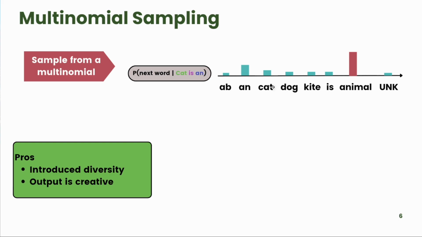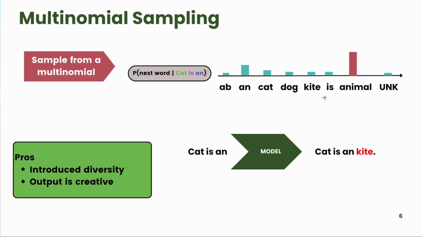Sometimes you might explore other words like kite or dog or is, etc. And secondly, this results in the output being creative. That's what I've summarized here. So the output would be creative because you're exploring more diversity. The issue with this approach is that since all the tokens have a non-zero probability of being chosen, you can get responses which don't make much sense. So take an example here. Let's say this is your input, cat is an. You plug this into your model, you do a multinomial sampling, and then the output is cat is an kite.